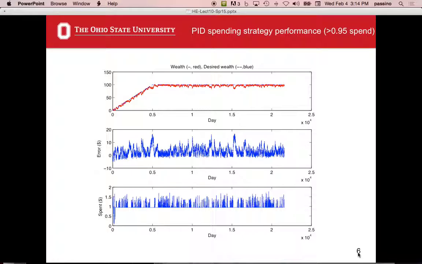But you see, the financial management is not as good, right? I mean, you see the top plot. You can clearly see that the red is deviating from the blue, which isn't good in a sense, but it may be acceptable, right? It's off by a max here of about 15, 16, whatever dollars off of 100, this little dip, okay?